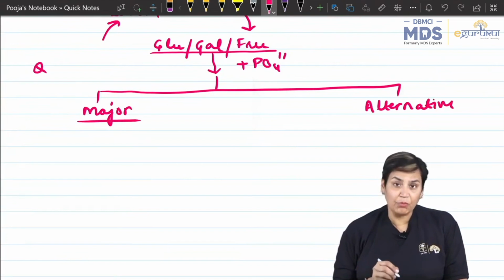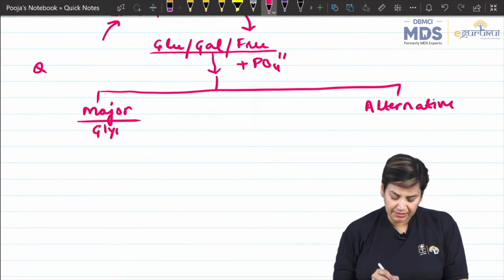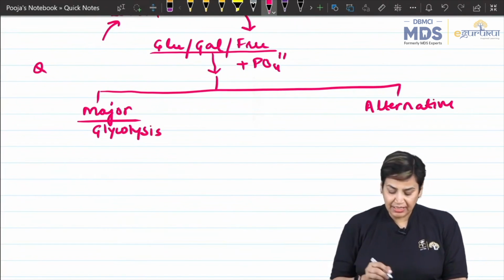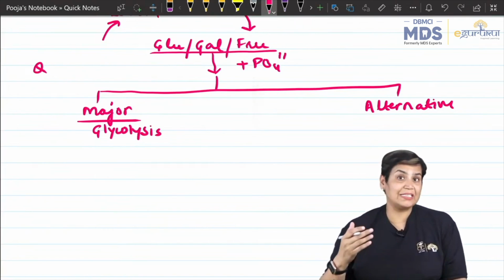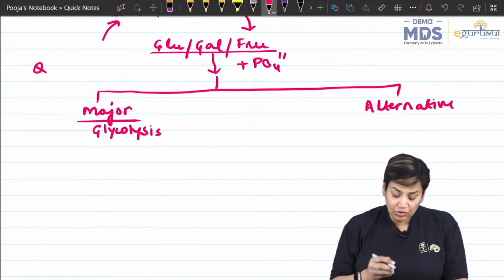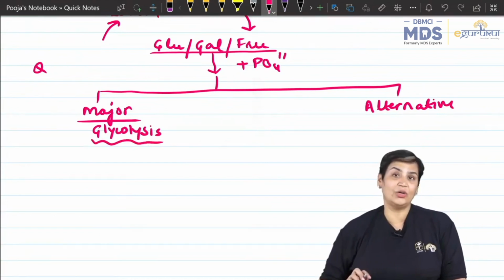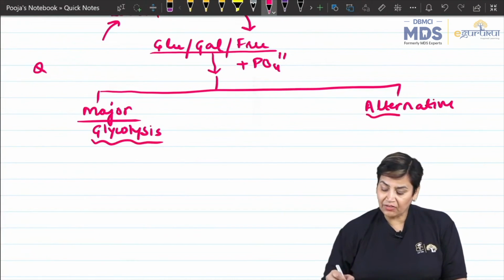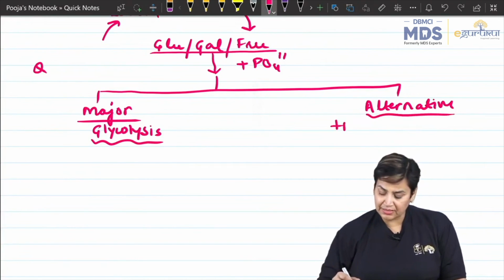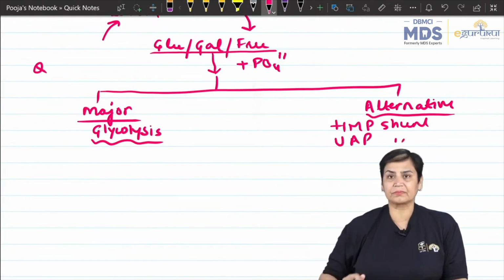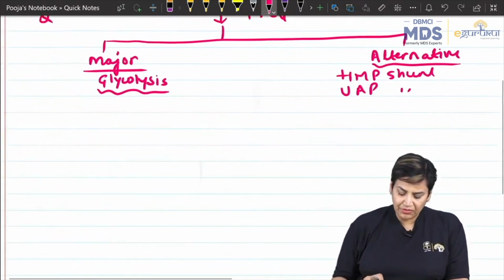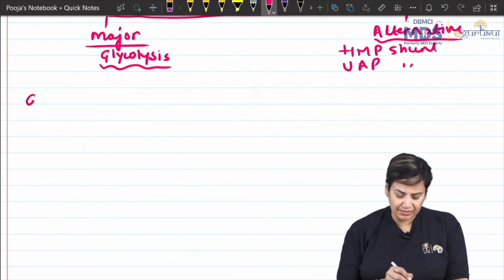Among the major pathways, the most important one is glycolysis. Now see, glycolysis is there, glycogenesis is there, TCA is there. Today we are going to focus mainly on glycolysis. Among the alternative pathways, there is the hexose monophosphate shunt, and the other one is the uronic acid pathway. Right? So today we will be discussing glycolysis.